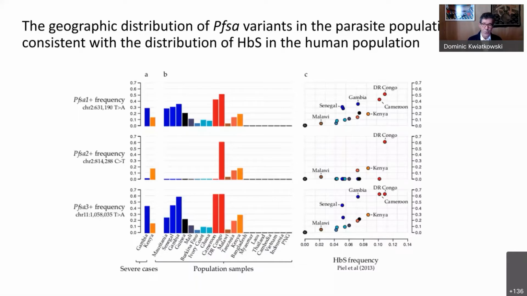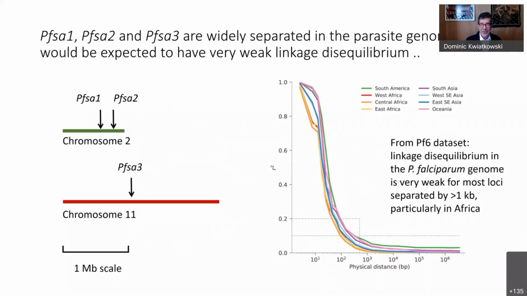And on the right-hand side, if we look just in Africa alone, we can see that there's a rough correlation of the frequency of these PFSA variants with the frequency of sickle. So in areas where the sickle allele frequency is about 10%, the frequency of the PFSA variant in Cameroon goes up to around 50%. In other words, the geographic distribution of these variants is consistent with the distribution of hemoglobin S in the human population.